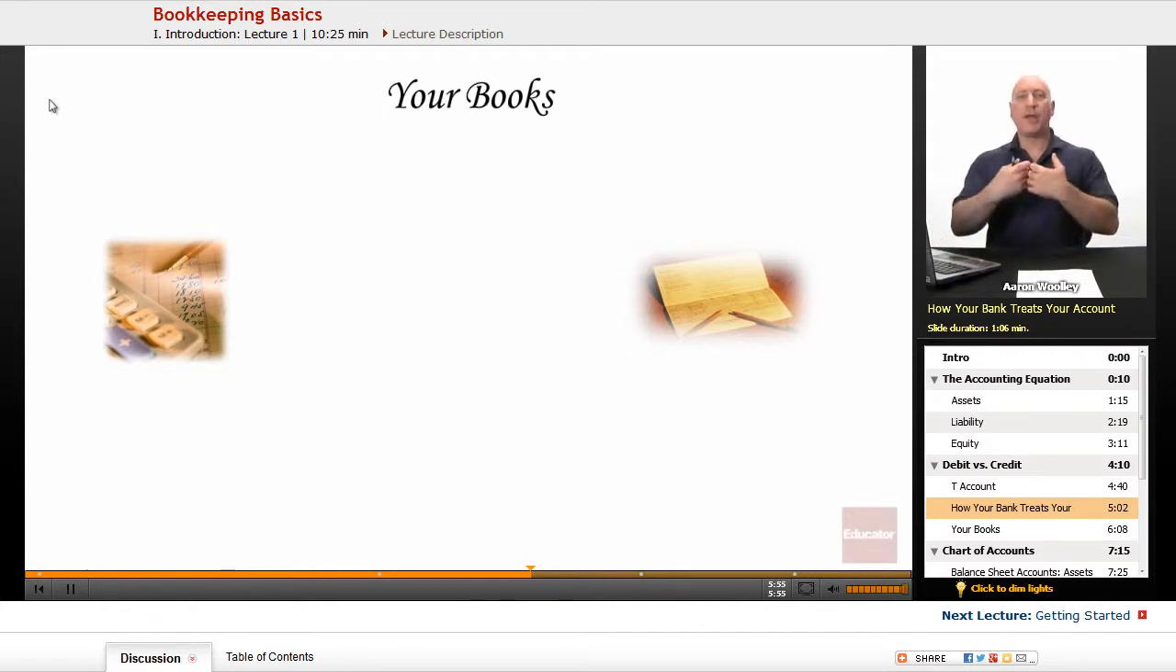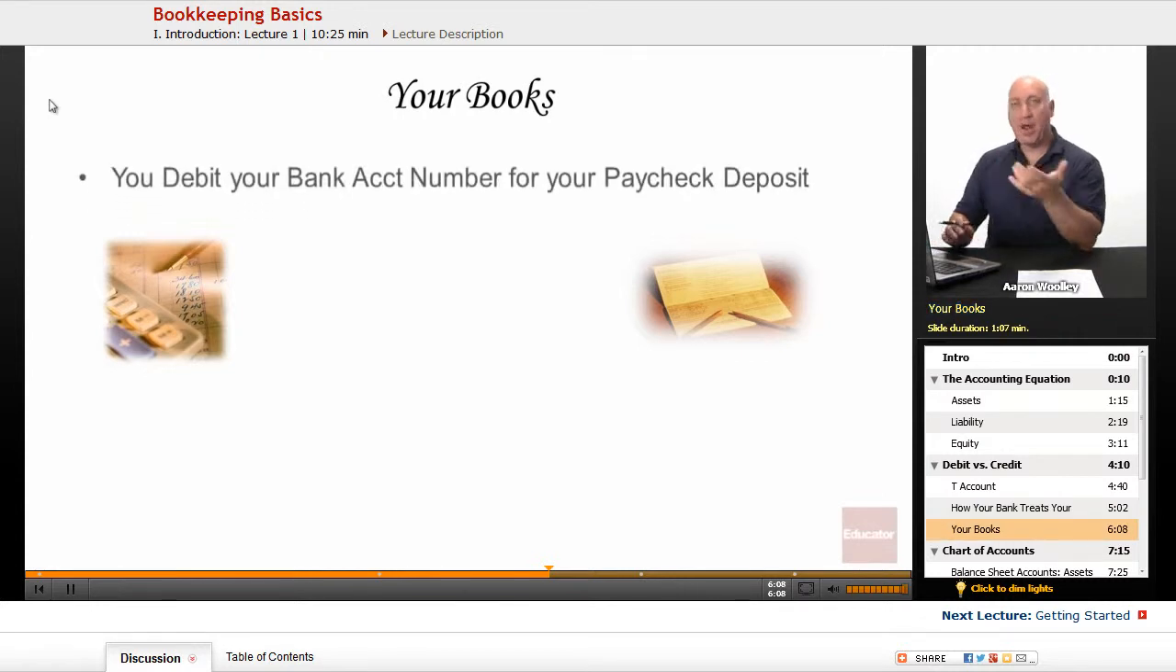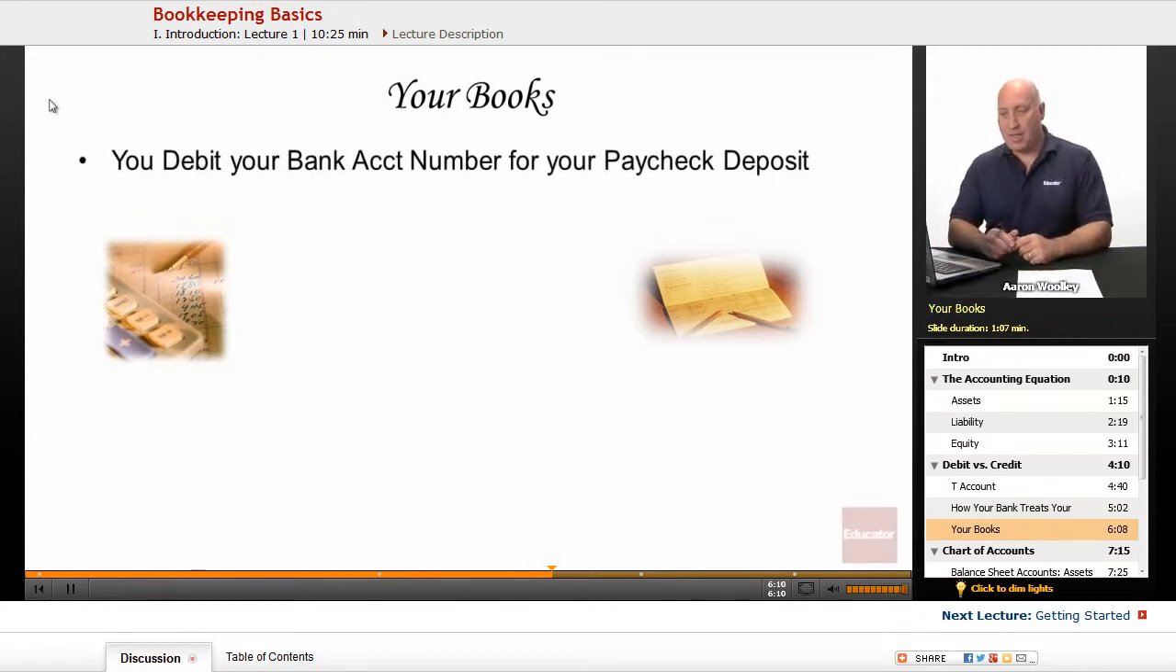So whenever you put money into your bank account, the bank owes you money. Therefore, you are a liability to the bank. They look at you as a liability. Whatever your bank account is, they owe you that money. But on the reverse side, how do you handle the same thing?